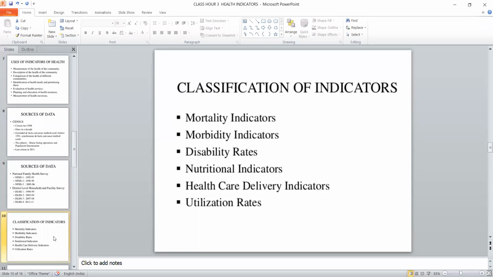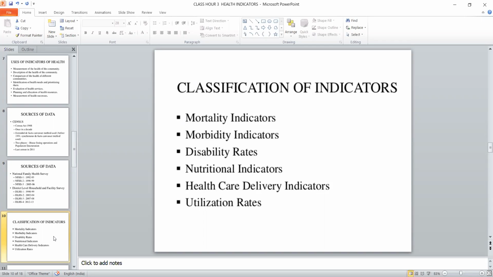So with this, let me go to the classification of health indicators. This is a more important question. You can expect it in Section B: explain different types of health indicators. It is nothing but how you classify the indicators.